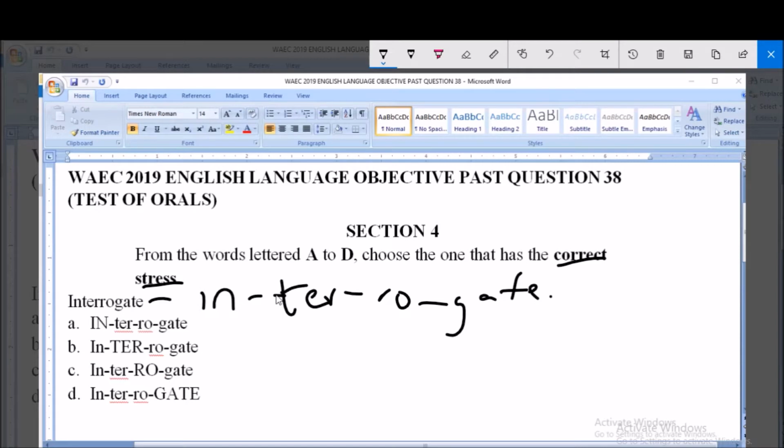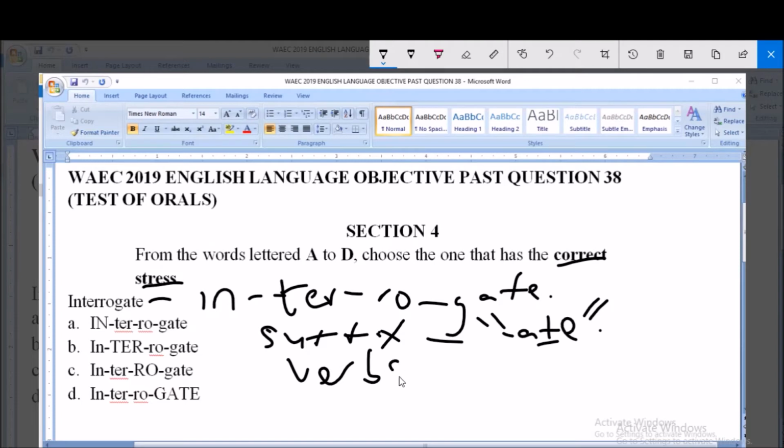So the rule for this is words that contain the suffix ate. Words that contain this suffix ate have a particular stress pattern depending on whether these words are verbs or nouns and adjectives.